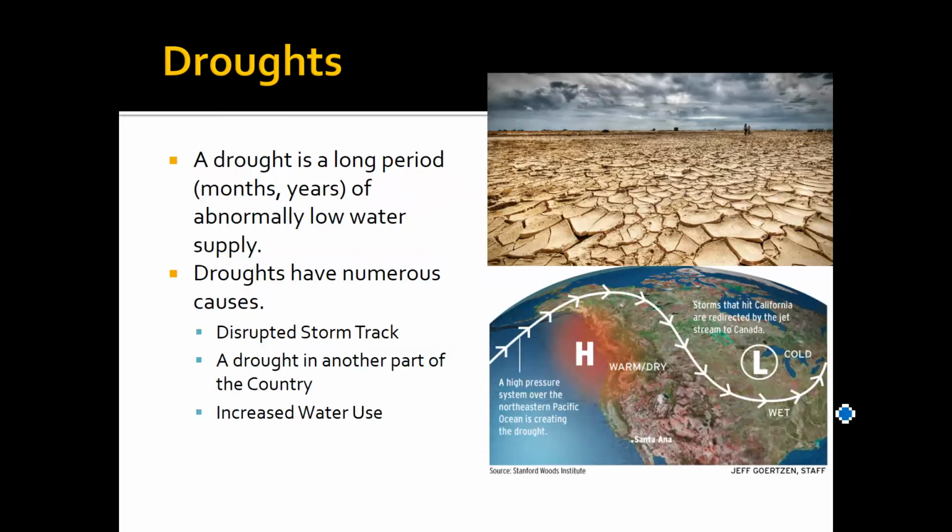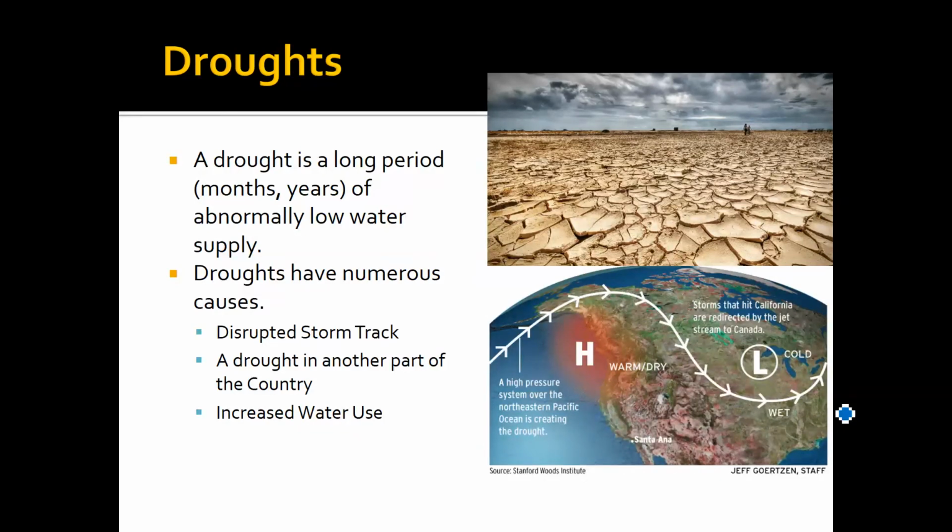However, you can live in a location that's receiving normal rainfall, and if your community relies on a river that comes from somewhere else, and that somewhere else is experiencing a drought, you're now in a drought. So there are many things that can cause droughts. Increased water use, increased population, not being careful about your water use can lead to drought conditions. Simply, a drought is just a period where we don't have enough water.